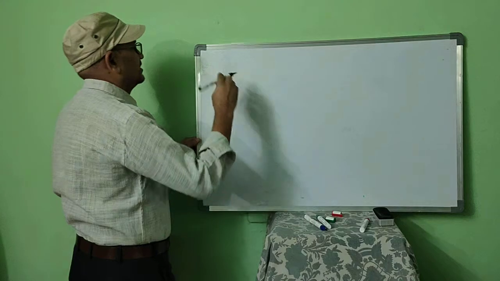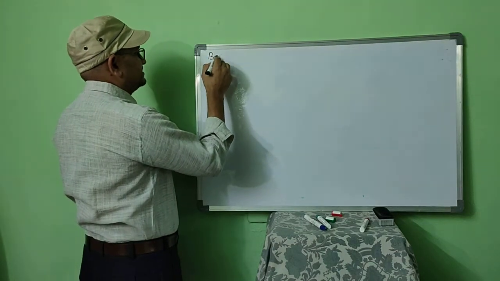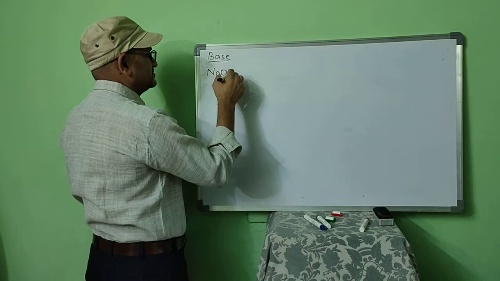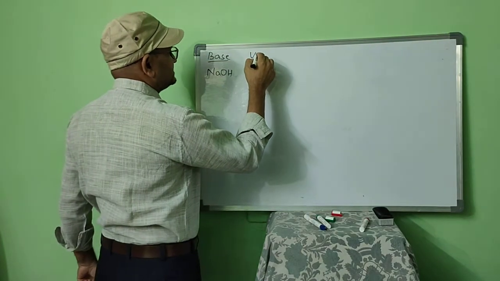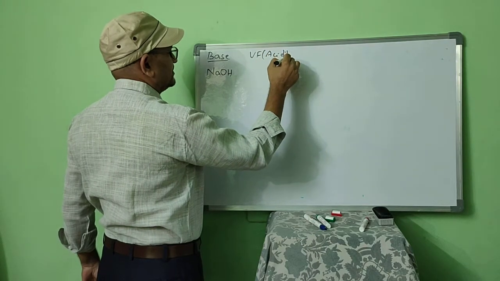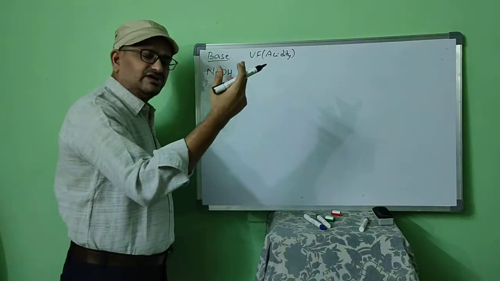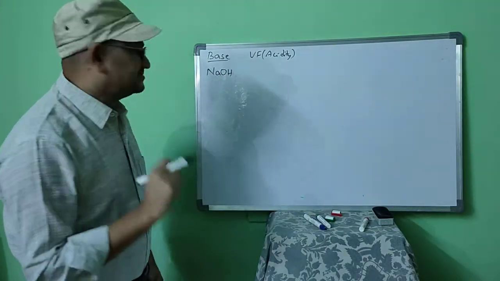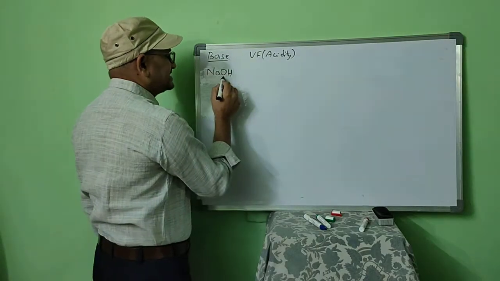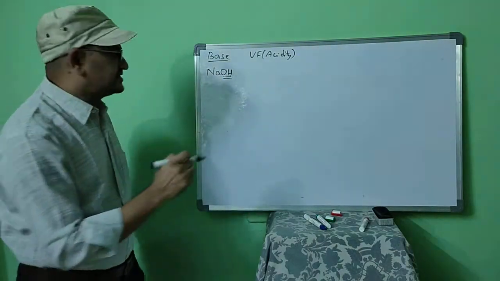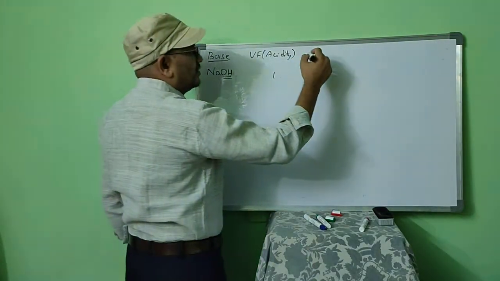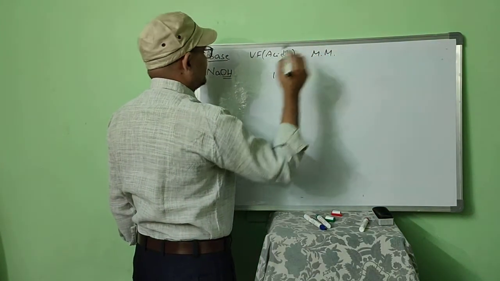Now, suppose the base is NaOH, for example. What's the valency factor? The valency factor of a base is called acidity. The valency factor of an acid we called yesterday basicity. Now, for a base, valency factor is called acidity. What is the acidity of NaOH? How many replaceable OH groups? 1. What is the molecular mass of NaOH?